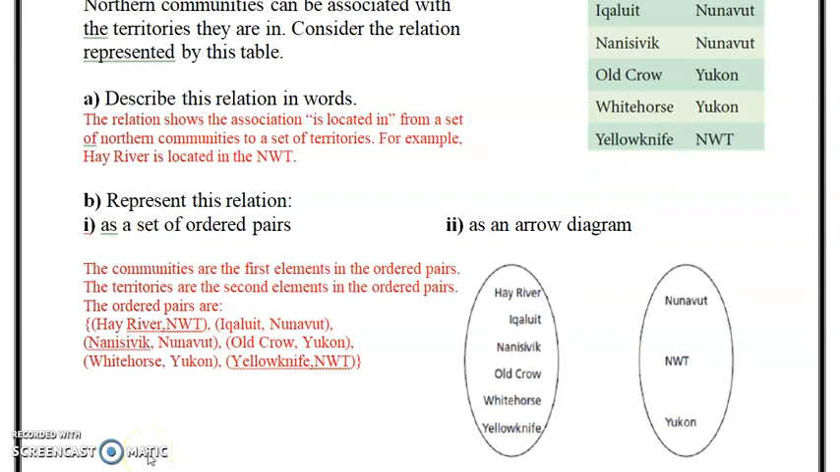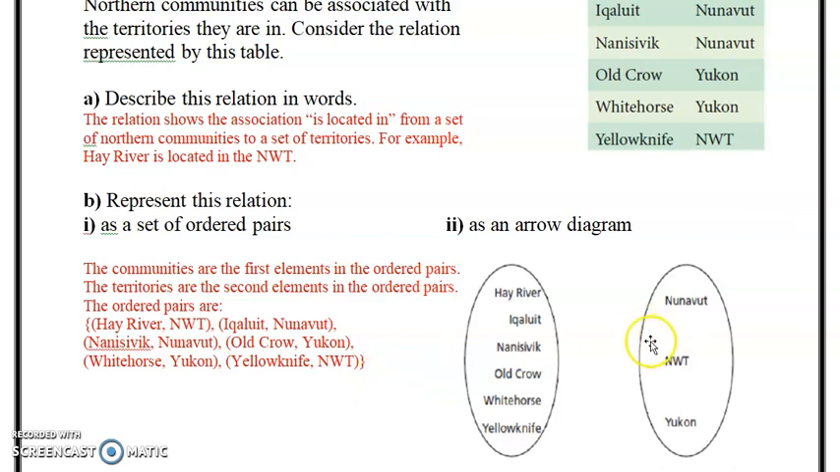So how do we represent this relation? So far we've learned two ways. One is the ordered pairs, and the second is the arrow diagram. For the first one, we want to let us know what each set represents. The first set of elements is the communities, so the communities are the first elements in the ordered pairs. The second set of elements are the territories, and they're represented in the ordered pairs corresponding to the community. So they are given by the following ordered pairs: Hay River, NWT, and so on.